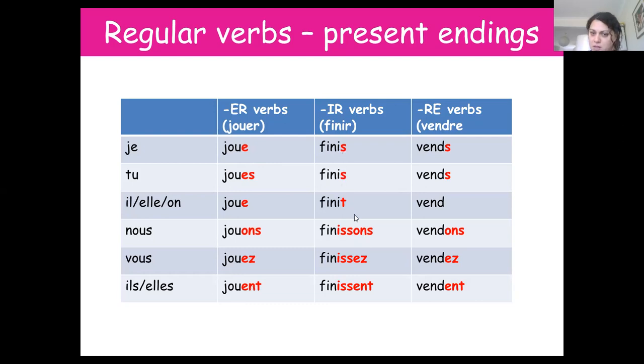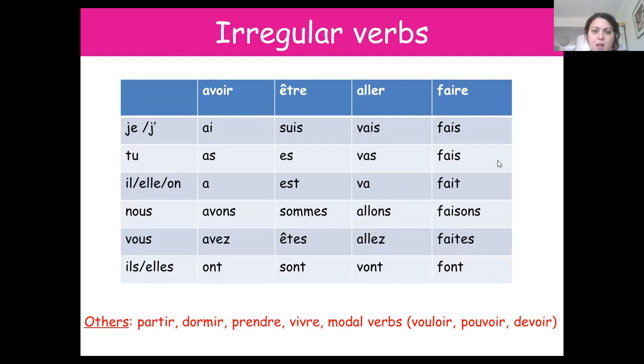IR verbs, these are the endings in red here. And RE verbs, we've got S, S, nothing, ONS, EZ, ENT. And you can see, to help you remember, that here we've got some similarities. Okay, so SS for IR and RE, again for tu, S and S. Then for nous, vous, ils, we have ONS, EZ, ENT. It's the same for RE verbs. Okay, so some similarities there. Let's do some practice. First, you've got some irregular verbs that you need to know off by heart. They don't follow any regular patterns.